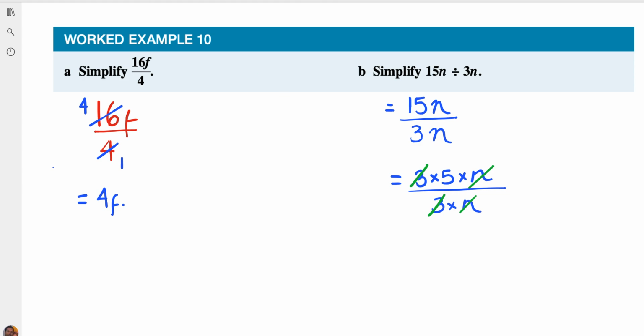Okay, how do you do it? Take a mental note of this one because I'm going to delete it. What I'm going to do is some simplification here. So 15 and 3, I can simplify dividing both by 3. So this one becomes 5 and this one becomes 1. And then n and n, I can simplify them both. So this is equal to 5. And that's my answer. Wonderful, girls.